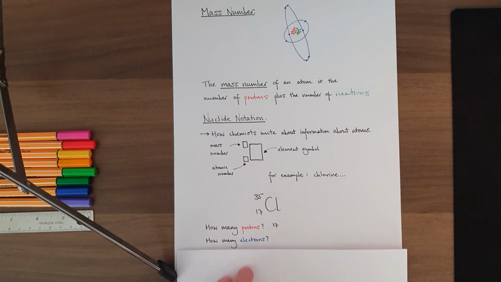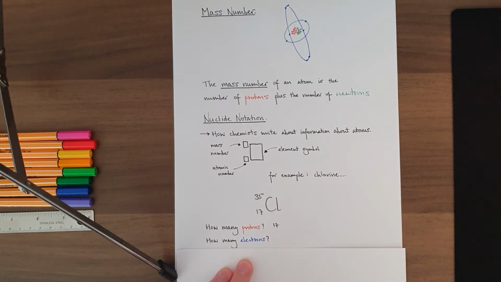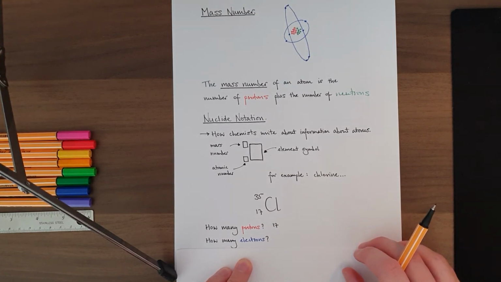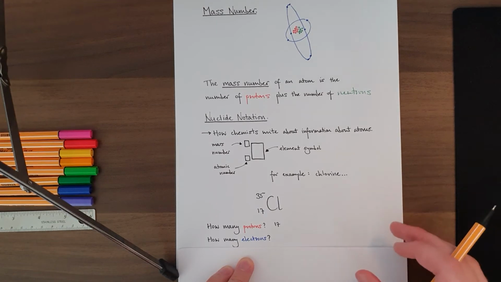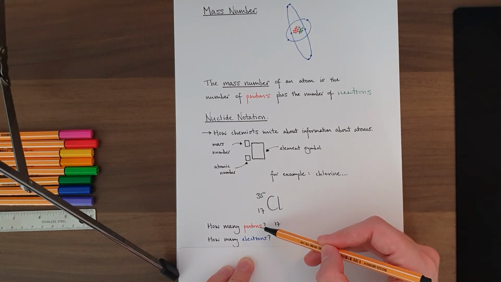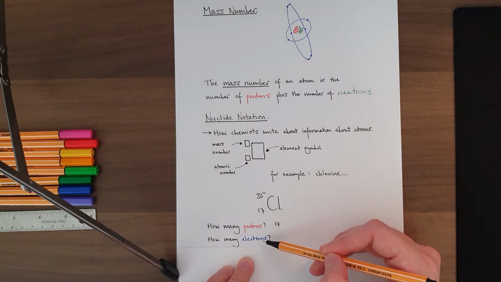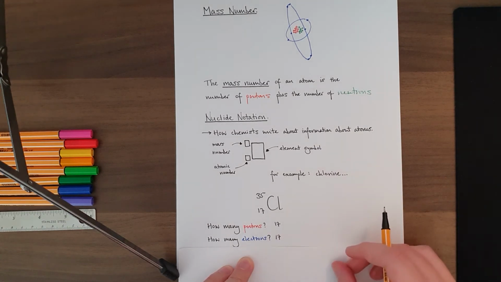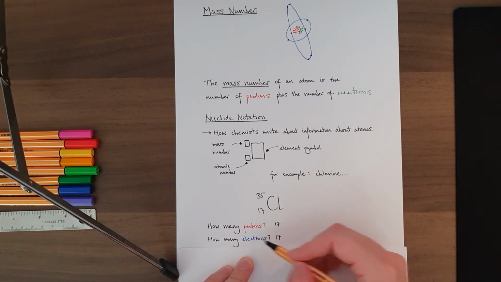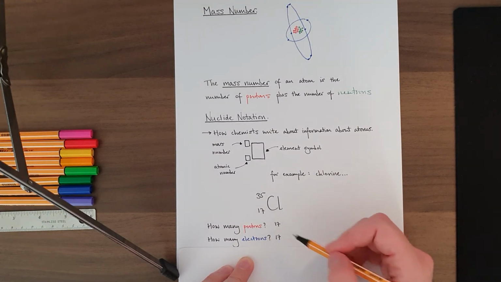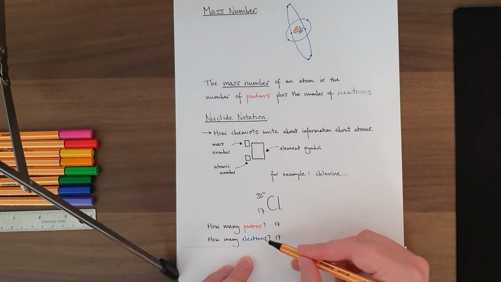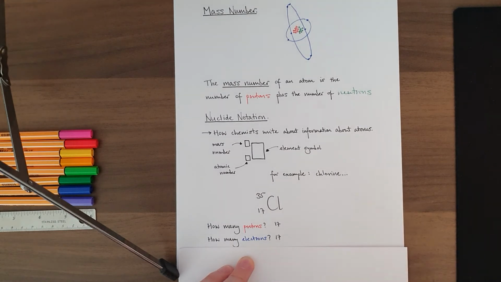What about then the number of electrons? Well, if it's an atom, it should be neutral. It should have no charge. And if it's neutral, that means it must have the same amount of positive protons as it does negative electrons. So the number of electrons must be 17 as well, because these have to cancel each other out. These have to balance. They have to be the same if this is an atom, which it is. So if it's got 17 protons, it must have 17 electrons to cancel out that charge.